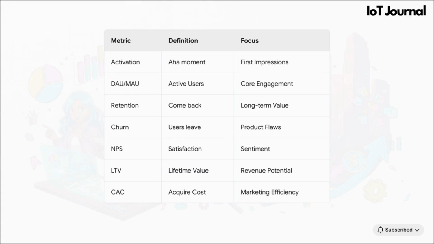Moving down the list, retention is the holy grail. Do people keep coming back over time? Conversely, churn is the disease you absolutely need to cure. It's the percentage of users who cancel or leave entirely. Then we've got NPS, which tracks overall customer sentiment and satisfaction. And finally, we balance LTV, the lifetime value of a customer, against your CAC, the customer acquisition cost. Because think about it. If it costs you $50 to acquire a user on Facebook, but they only spend $10 in your app over their entire lifetime, yeah, your product is in serious trouble.